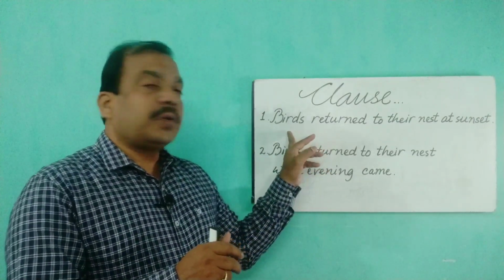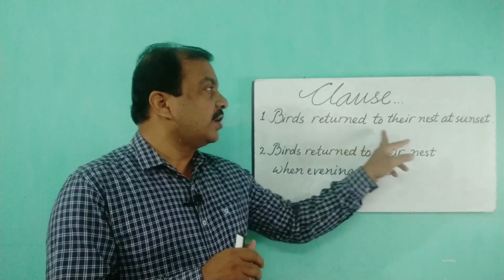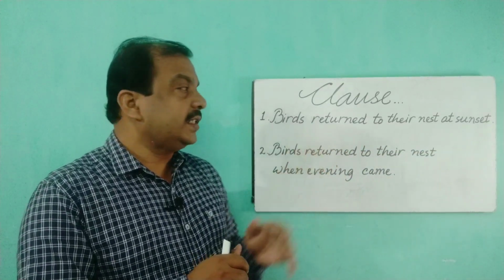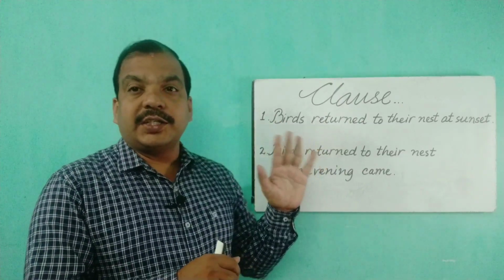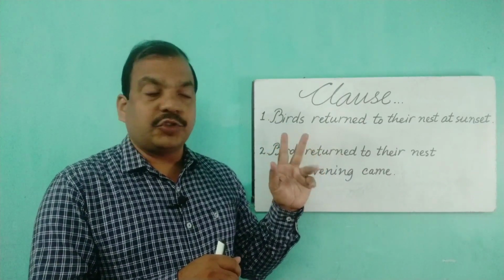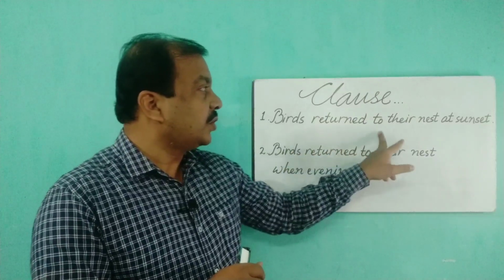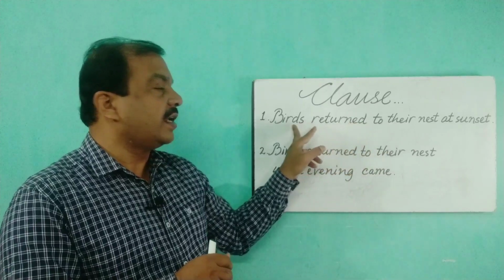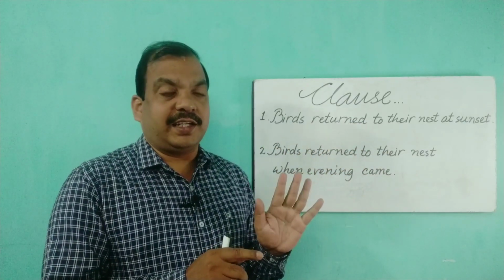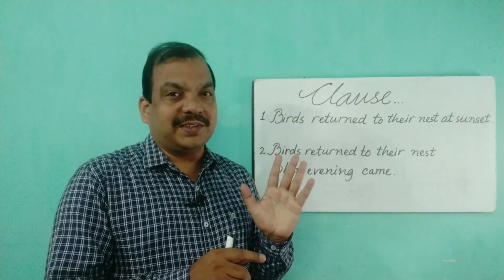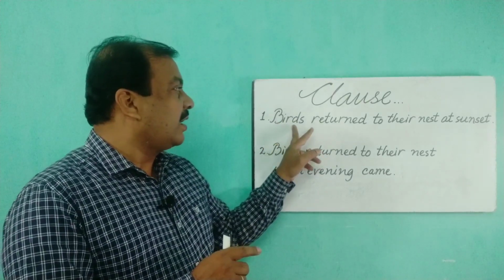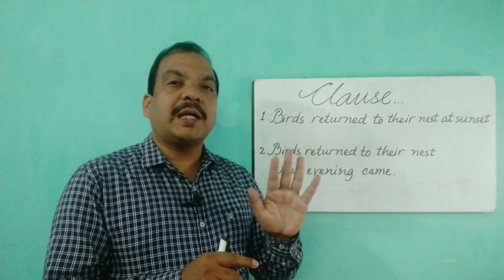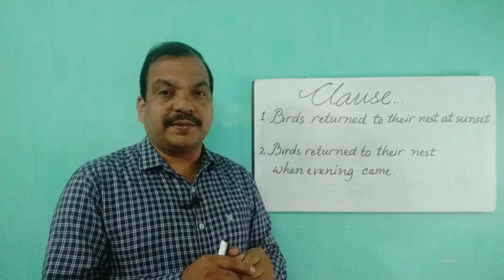So let's go to the first sentence. Birds return to their nest at sunset. This is a sentence, and in this sentence, as you know very well, my dear friends and my dear children, birds return to their nest at sunset: 1, 2, 3, 4, 5, 6, 7. Seven words are there. We shall start with the word B-I-R-D-S, birds: 1, 2, 3, 4, 5. Five alphabets or letters are there.